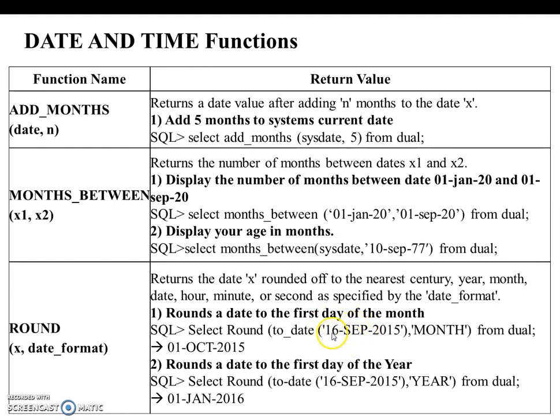So already we have crossed the mid value. The mid value for a month is 15. So this date, 16, is after 15, and for a year the mid value is June, and this September is after June. Hence it will go to the next nearest date, and the next nearest date in terms of month for 16 September 2015 is the 1st of October 15. Hence the result will be displayed like this: for 16 September 15, in terms of month, the round will be 1st of October 15.